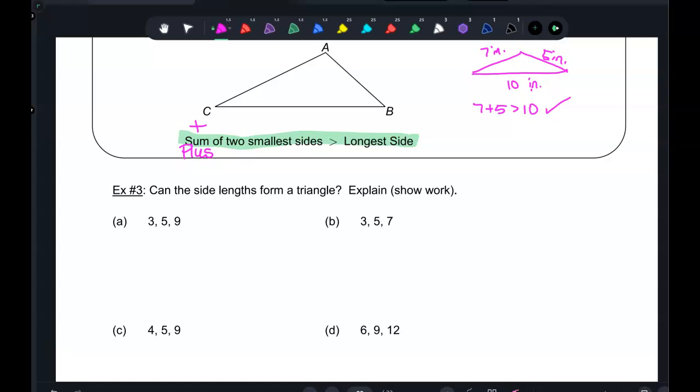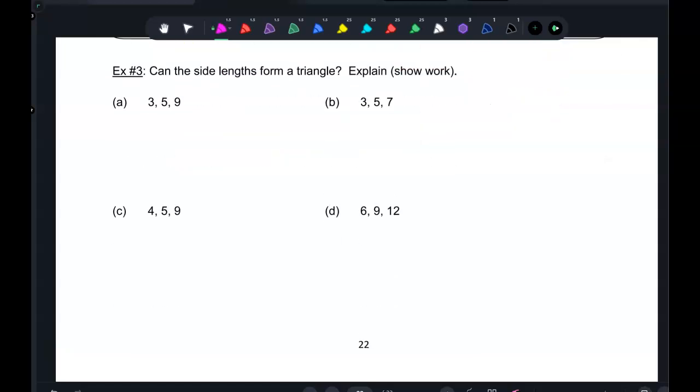When it says explain, you just need to show your work, not just write yes or no. Yeah, we're just gonna write it out. So is 3 plus 5 greater than 9? Well, what's 3 plus 5? 8. Is 8 greater than 9? Nope.